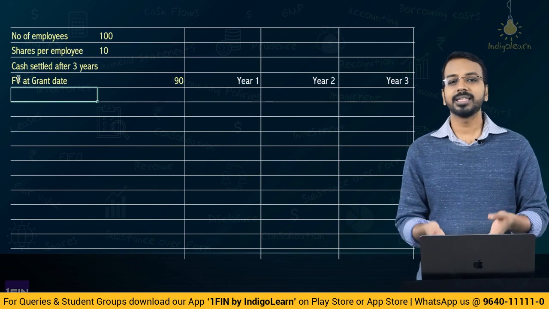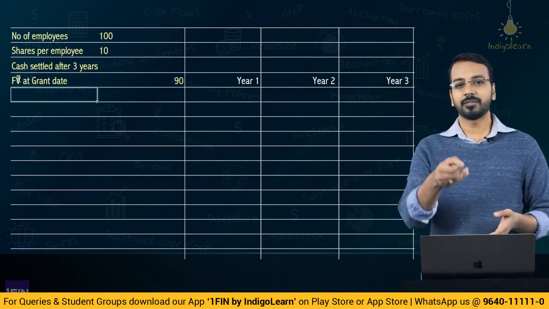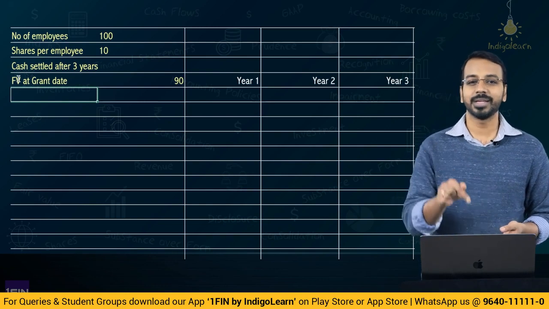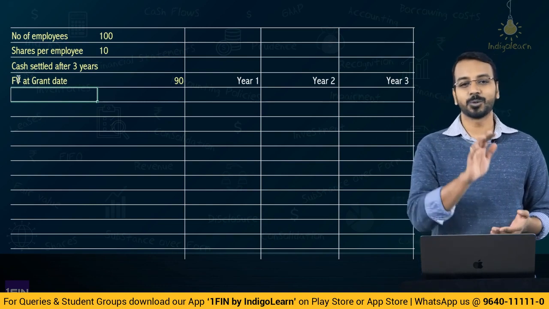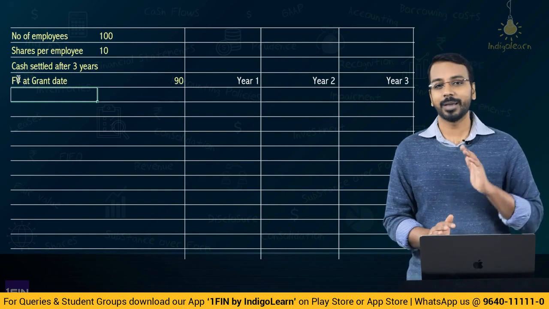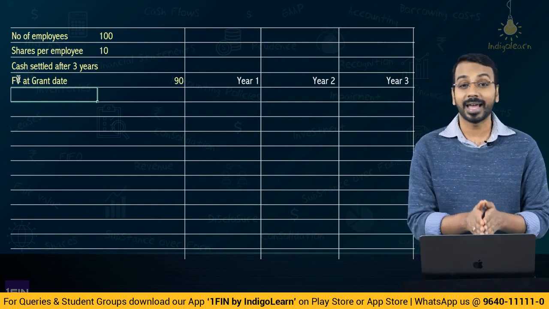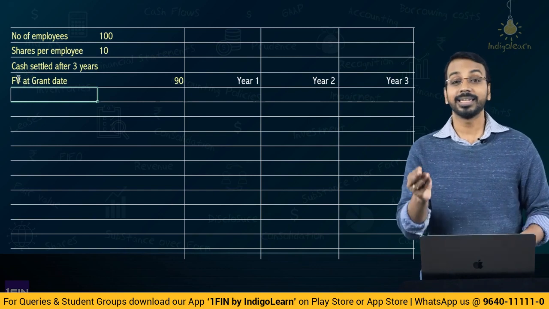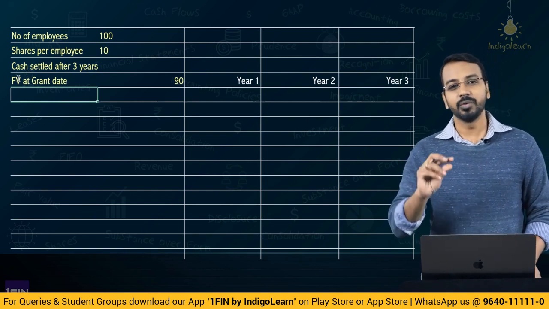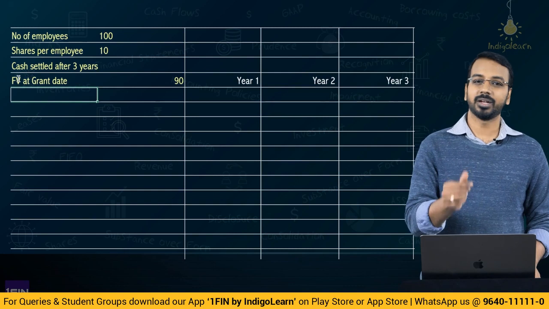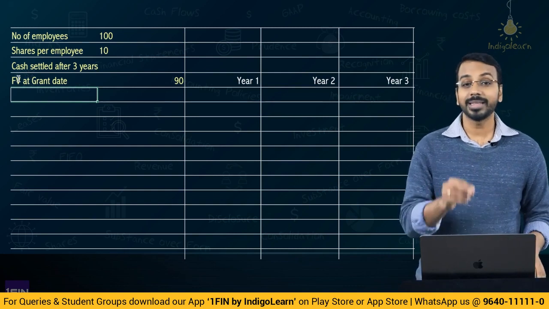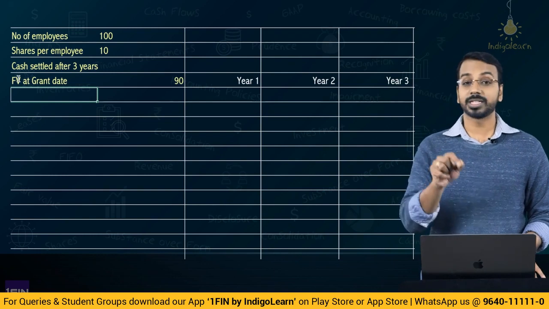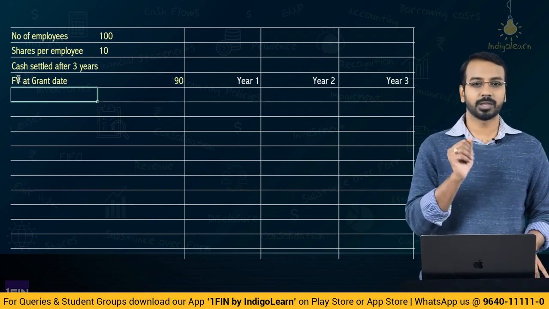Now whenever there is a cash settled transaction, the fair value on grant date is not relevant, because that is not the basis on which you will pay the amount to the employees. You will pay the amount to the employees based on the fair value at the end of 3 years, and we have also understood that in case of a cash settled transaction, you will remeasure the liability at the end of each year. Now to determine the expense for year 1, we have to see how many employees are there, 100, how many shares per employee, 10, so total 1000 shares.